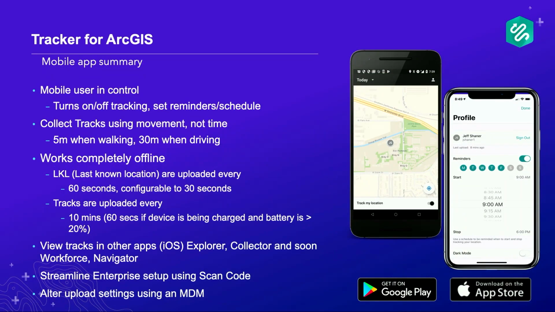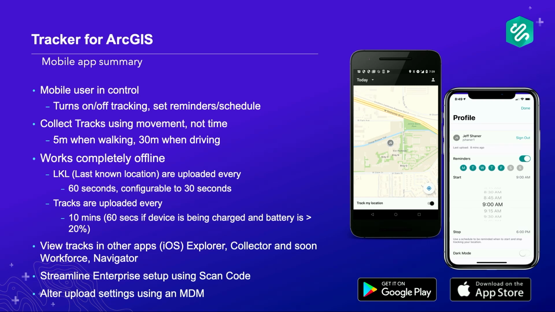Just to sum up the mobile app aspects, something I didn't mention that's really important from a privacy perspective is that the mobile user is in complete control. They turn tracking on and off. They can set reminders to schedule when to turn on tracking and when to turn it off. Another point that I made earlier is about using movement, not time, to record tracks. It works completely offline.